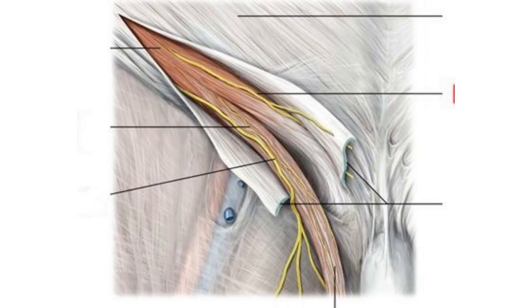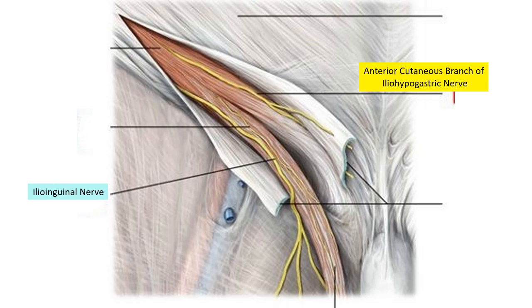Three nerves are related to the inguinal area. Number one is the anterior cutaneous branch of the iliohypogastric nerve within the inguinal canal. The ilioinguinal nerve itself also within the inguinal canal, and the genital branch of the genitofemoral nerve is within the spermatic cord.